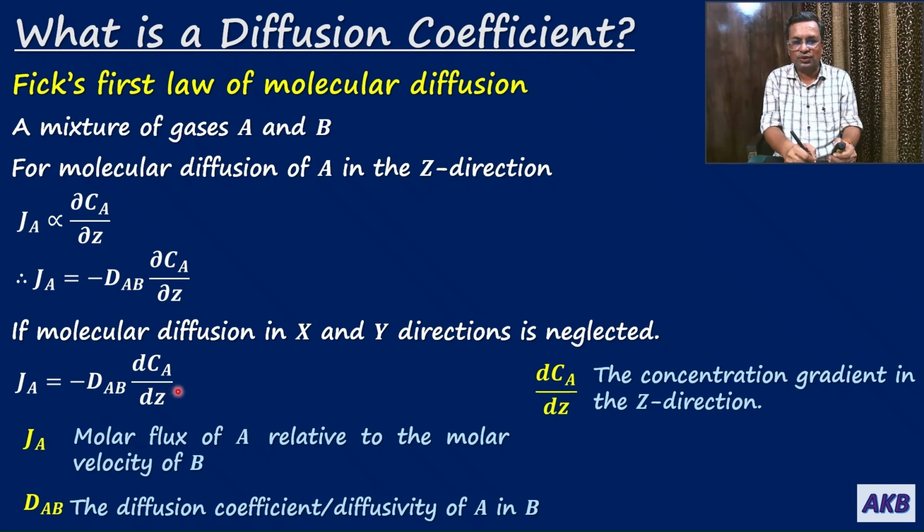So basically now we know the mathematical equation for Fick's first law of molecular diffusion. JA is equal to minus DAB dCA by dZ. This gives the molar flux of A relative to the molar velocity of B in the Z direction. The negative sign in the equation indicates that molecular diffusion occurs from a place of high concentration to a place of low concentration. I hope the law is clear to you.